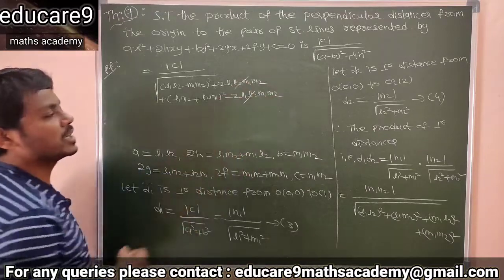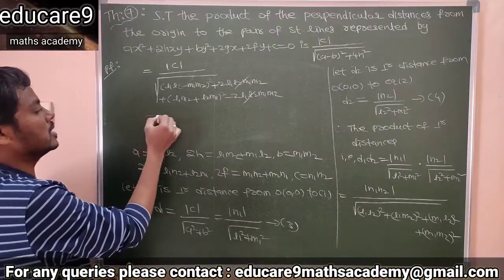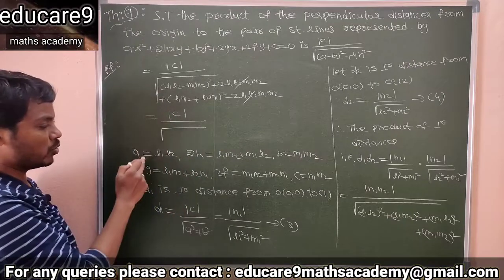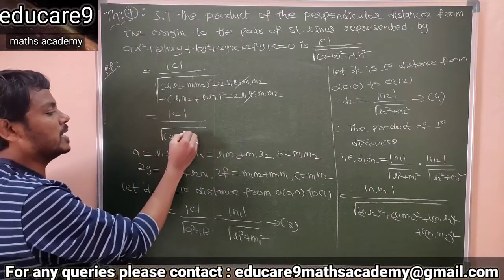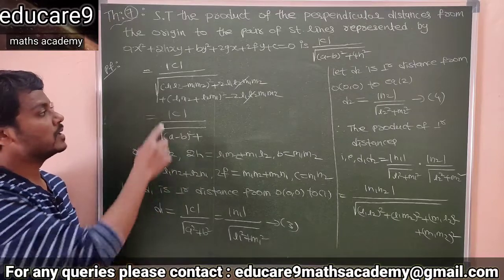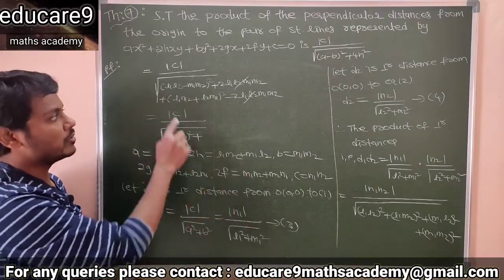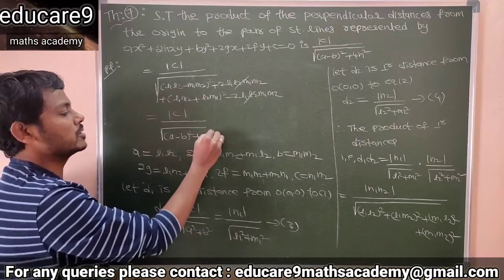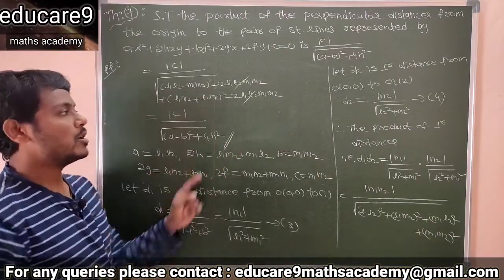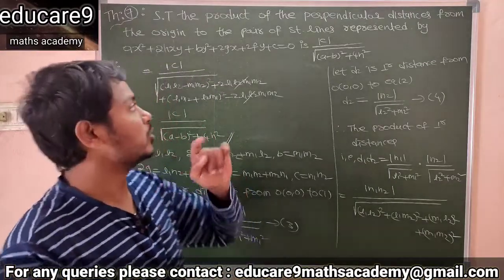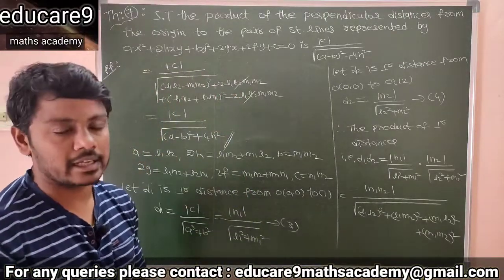So these two terms get cancelled. So this is mod C by square root of, what is L1 L2? A. M1 M2 is B. A minus B whole square plus L1 M2 plus L2 M1 value 2H whole square, that is 4H. So this is the product of the perpendicular distances from the origin to the pair of straight lines.